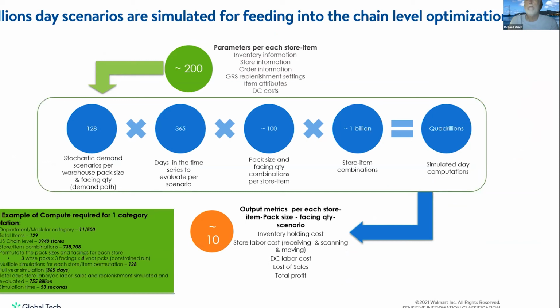And with all the parameters and all the different pieces of it, we actually can process this. Now, this is for a very small category. If you look on the left-hand side at the bottom, this is 129 items in a very small category across our chain. That 129 items grows into about 755 billion days worth of simulation. To do that whole thing utilizing Dask and Rapids, we can do that in 53 seconds.